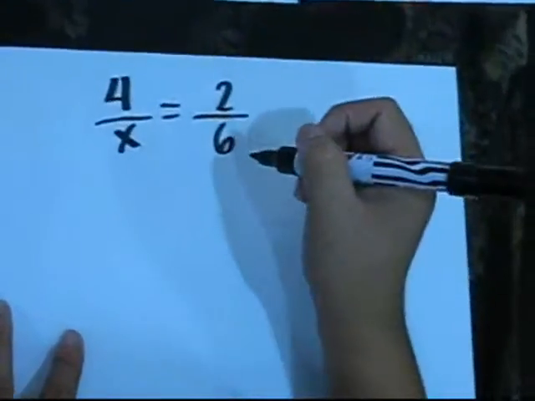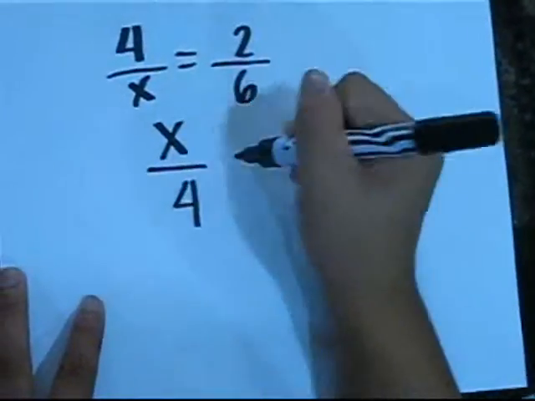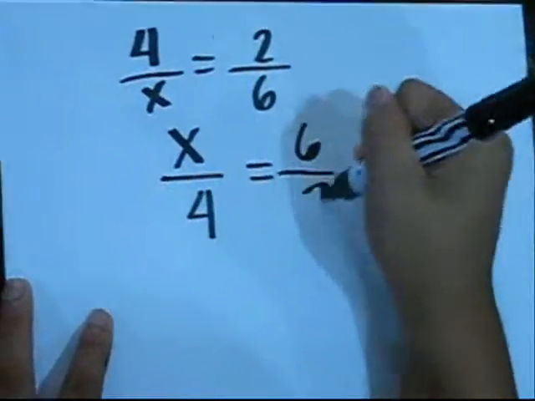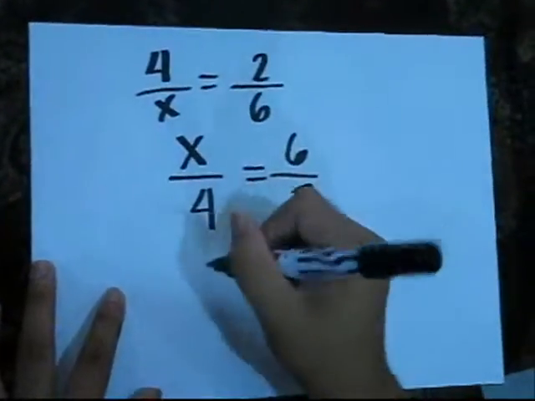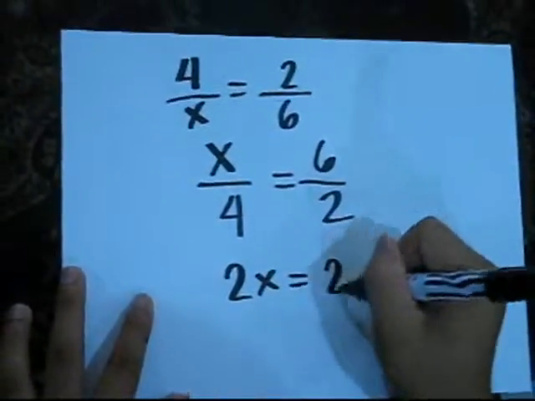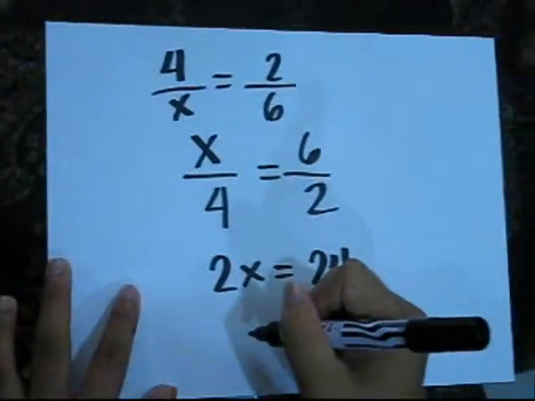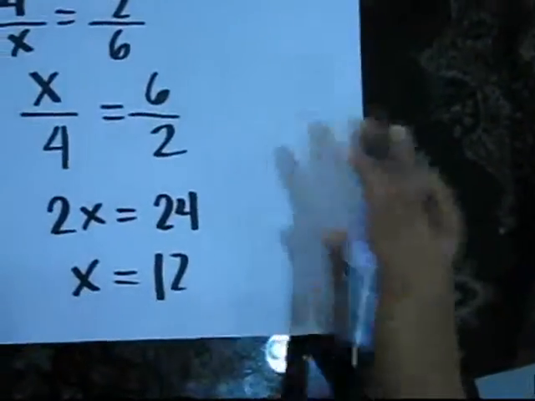Which is also 4 over x equals 2 over 6. We're gonna invert each side, so we have x over 4 equals 6 over 2. We're gonna cross multiply each. We have 2x equals 24 again. Take 1/2 on each side, we have x equals 12. Still the same result.